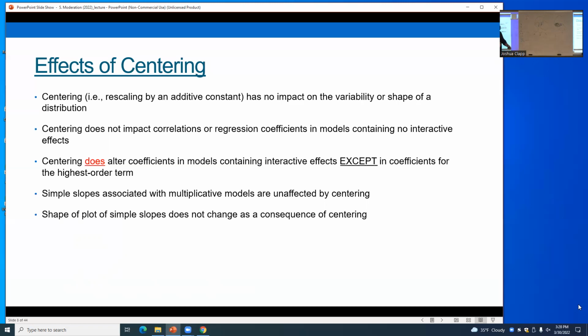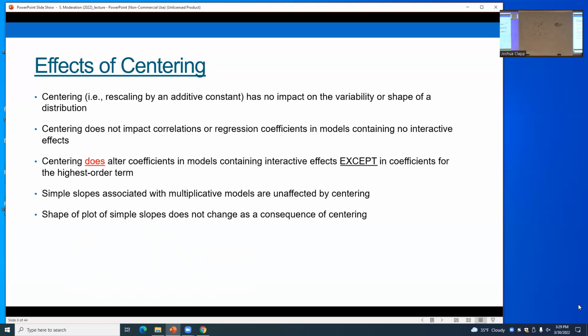Your centering will have an impact on all lower order effects except for your highest order effect, right? So this term will not be different than if you did not center, but everything else in between will start to change. Now, if I get rid of that 3-way interaction and just have a series of 2-way interactions, now these are my highest order effects. These are my lower order effects. These will change. This will all stay the same. This is an important thing to remember because this is a good way to see if you ran your models right. Because if your coefficients start jumping around for your highest order interaction terms, you know that you've made an error somewhere.